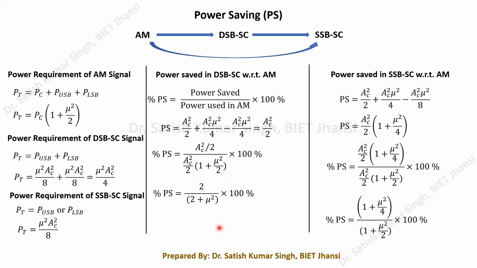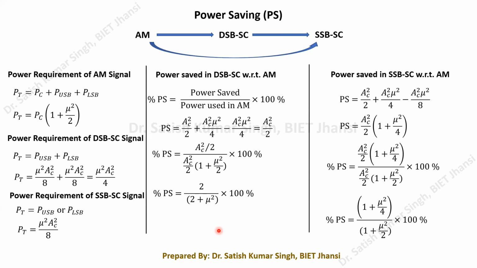We can analyze this expression for different values of mu very easily. You can simply substitute different values of the modulation index, and then find out at what value of the modulation index we can save power, and how much power we would be able to save. So that we can calculate.